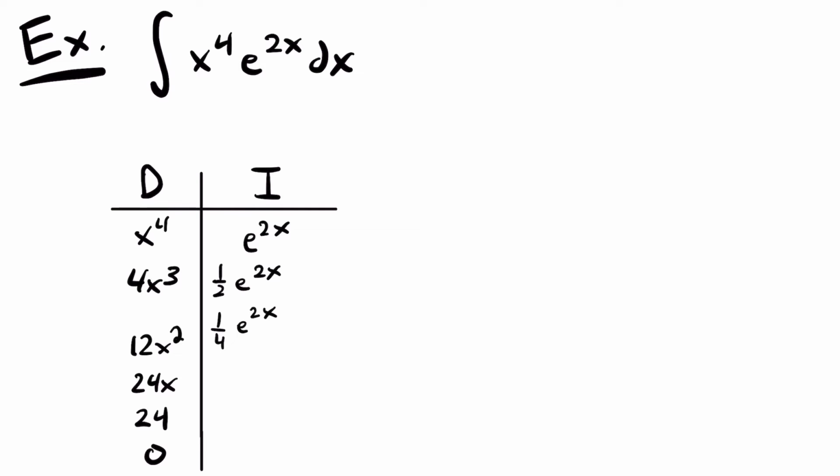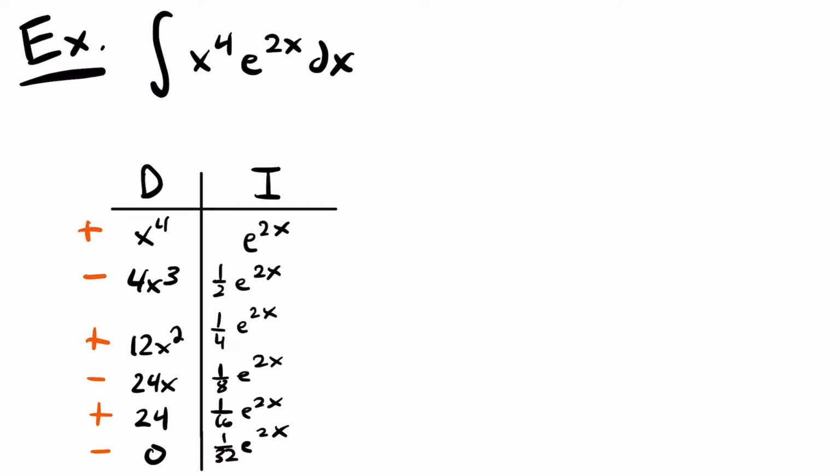And then if we continue to integrate, we're just going to keep multiplying our previous integral by 1/2. So we'll have 1/8 times e to the power of 2x, then 1/16 times e to the power of 2x, and then 1/32 times e to the power of 2x. Okay, and so now we have filled in our table, and so now we're almost ready to set up the solution to this integral. One more thing we need to do is add some signs along our derivative column. And we'll start with a plus sign, and then we'll alternate between a negative sign and a plus sign. So we'll have negative, and then plus, and then negative, and then plus, and then negative.